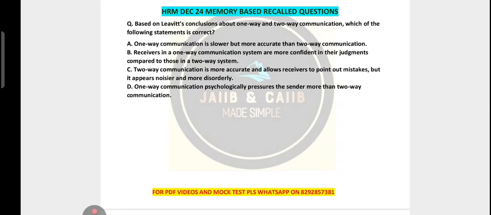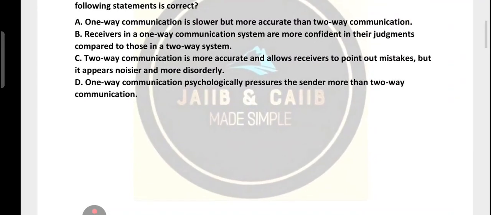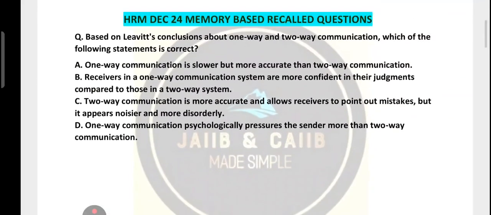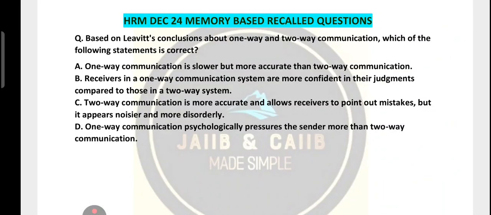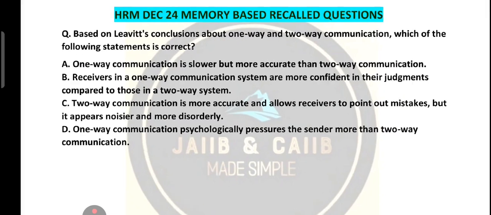So option number A, one-way communication is slower but more accurate than two-way. Option B, receivers in one-way communication system are more confident in their judgment compared to those in two-way. Option C, two-way communication is more accurate and allows receivers to point out mistakes. Option D, one-way communication psychologically pressures the sender more than two-way communication. What do you think? Option number A says that one-way communication is slower but more accurate than two-way communication.